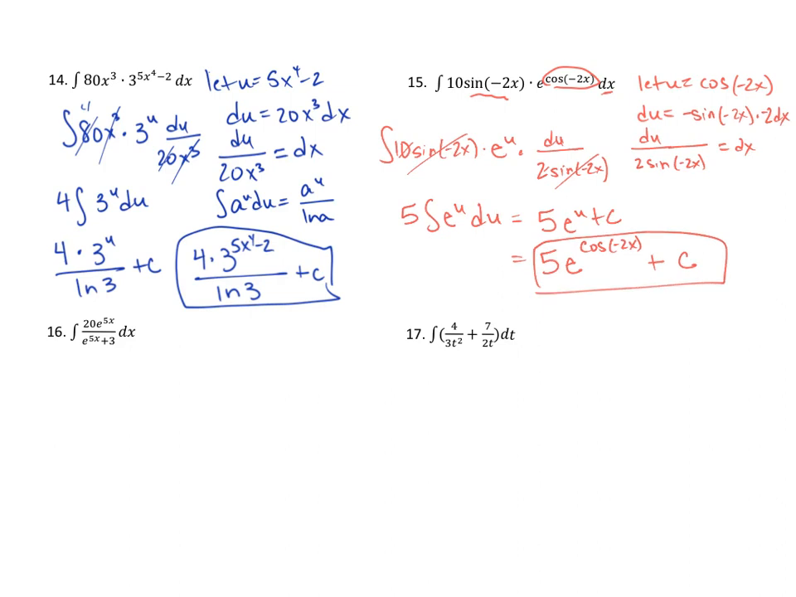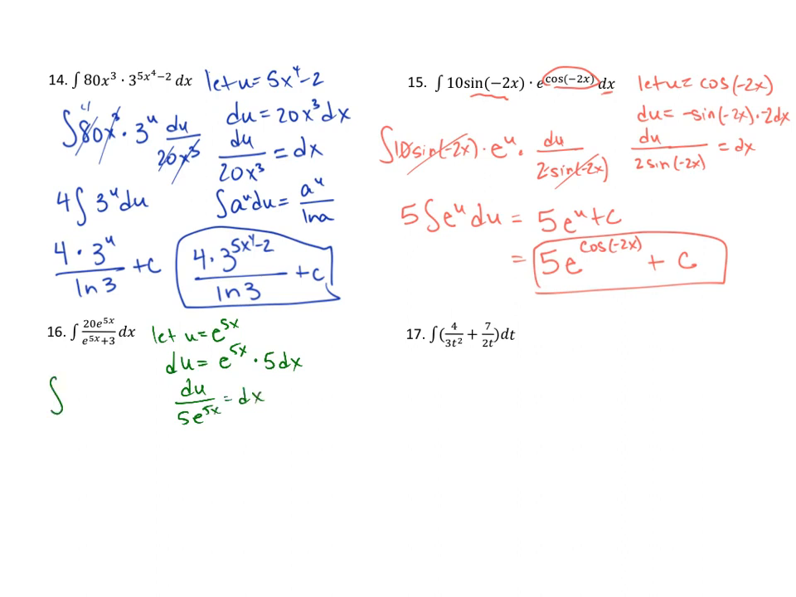All right, so now for number 16. For number 16, let's go ahead and let u equal the e to the 5x, and let's see if that works out. Du will be equal to e to the 5x dx. Oops, I forgot to chain rule that. E to the 5x times 5 dx. So this ends up being du over 5e to the 5x is what my dx is.